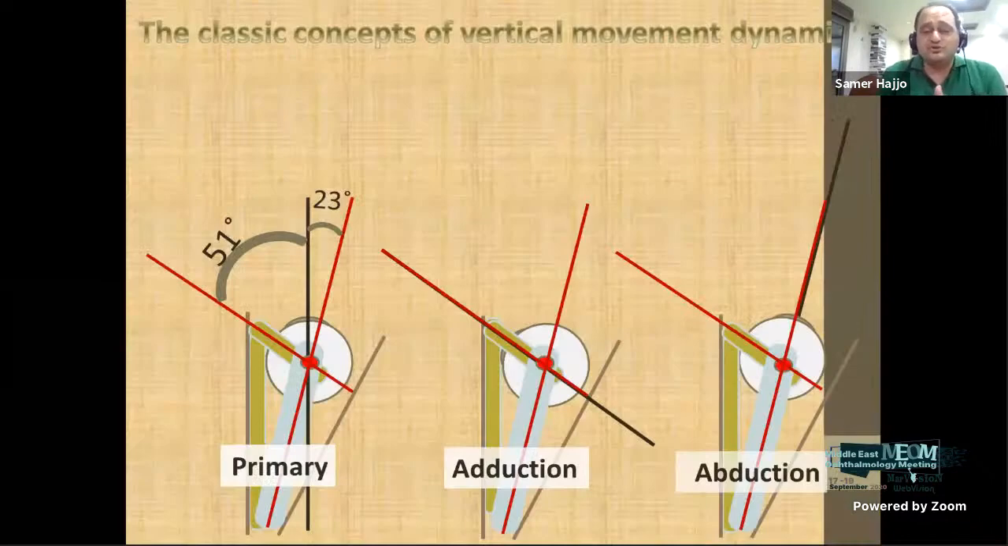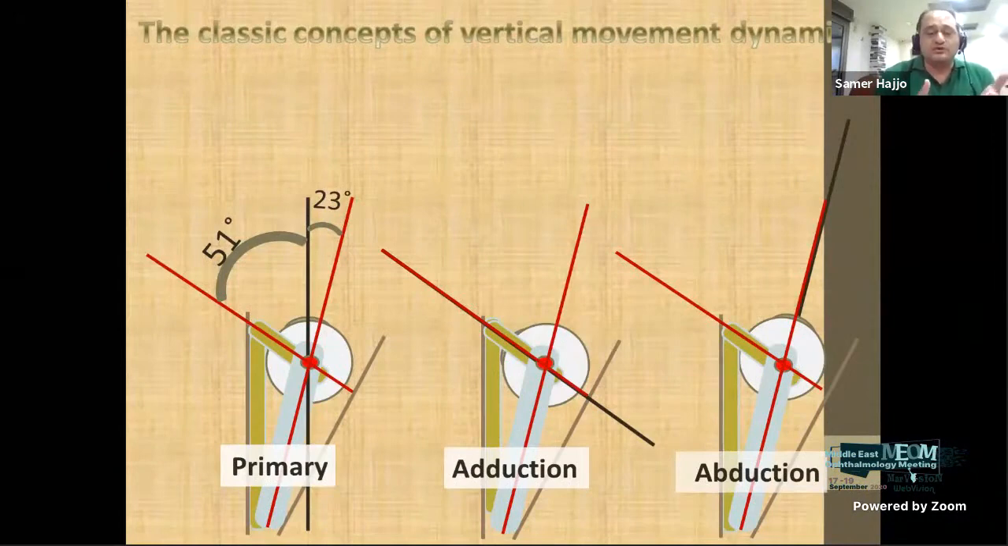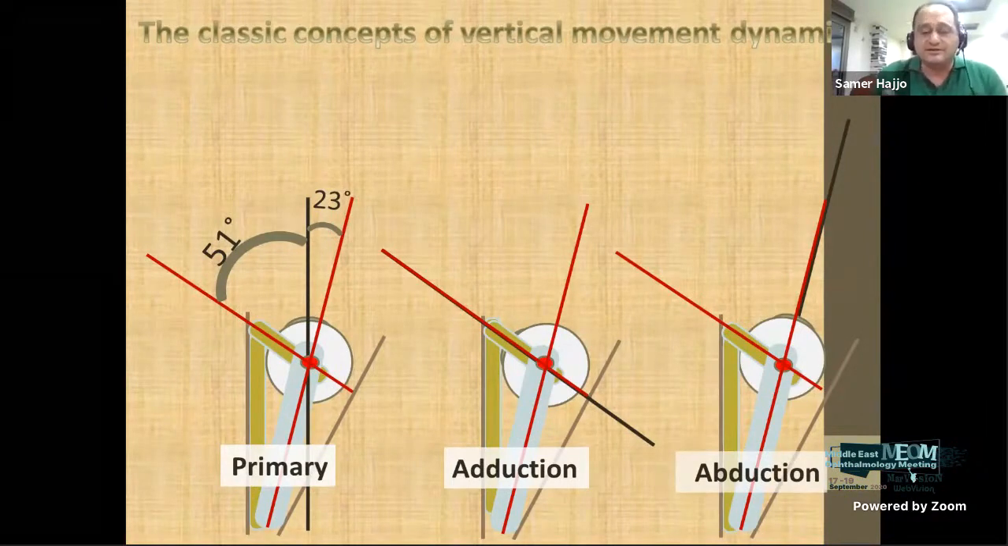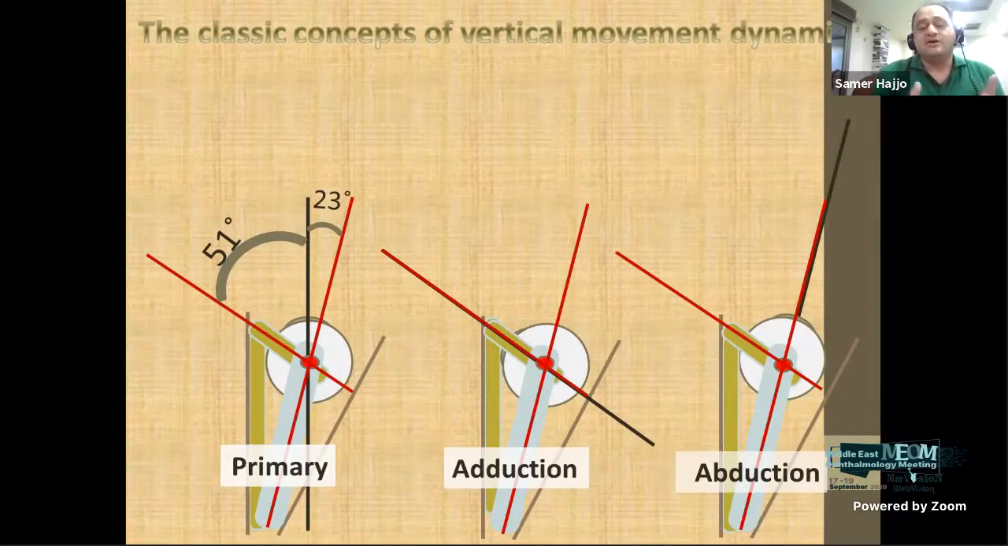This diagram shows the classic traditional concepts of vertical movement dynamics, which all of you know. This says that the vertical rectus muscles will lose their vertical action when the eye is in abduction. Superior rectus will not elevate the eye in abduction, and inferior rectus will not depress the eye in abduction, because there will be a rectangular relation between the muscle and the visual axis. And in the same way, oblique muscles will not do their vertical action in abduction.